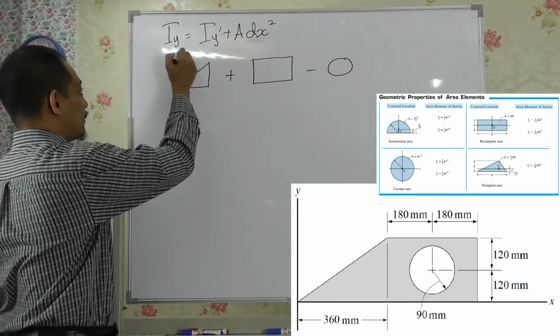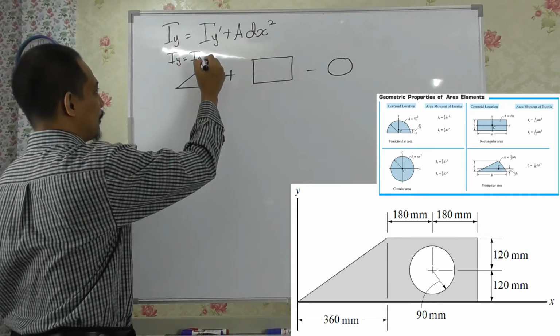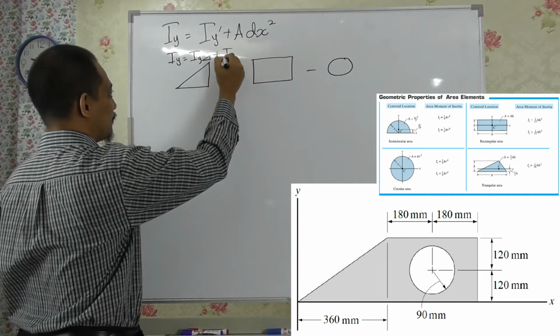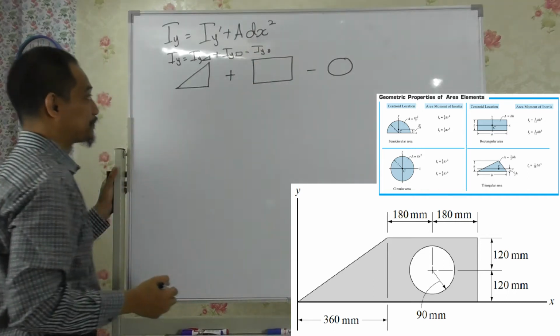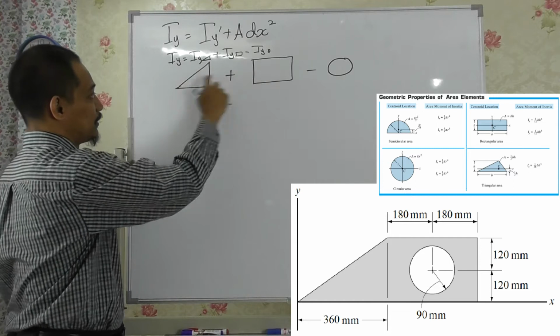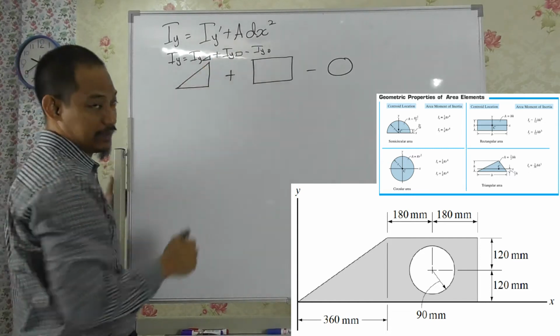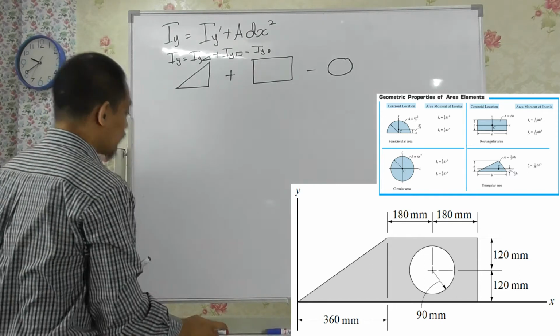Again, Iy is the Iy of the triangle plus the Iy of the rectangle minus the Iy of the circle. For each of these shapes, it is Iy prime plus A dx squared. So what we need is dx squared.